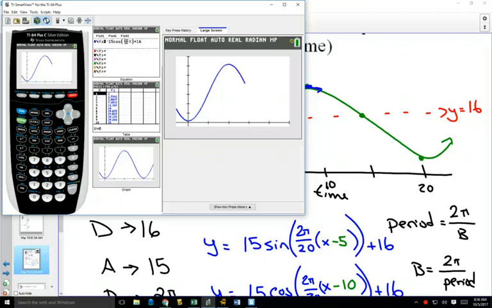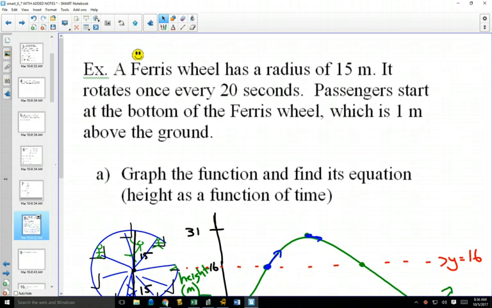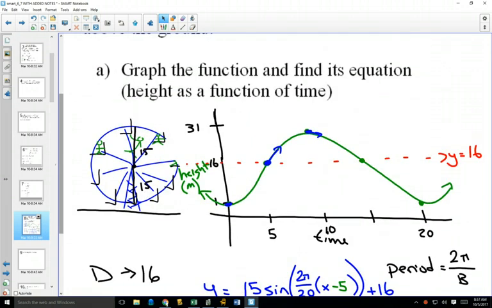And it's going very fast. Now in part B, it said estimate the height after 22 seconds. So when it says estimate, you can basically put any reasonable answer down within a given amount of error and you will get it right. In this case, what they're looking for is, can you look at this graph and say at 22 seconds, which is right here, what height would you estimate that at?